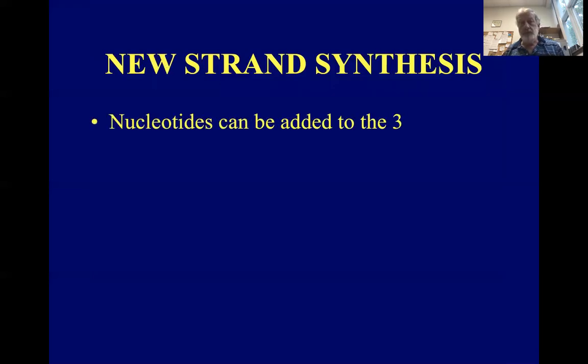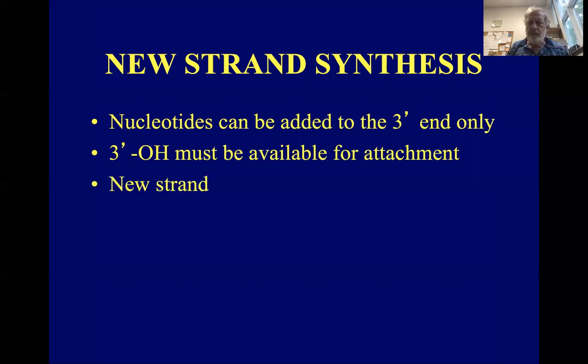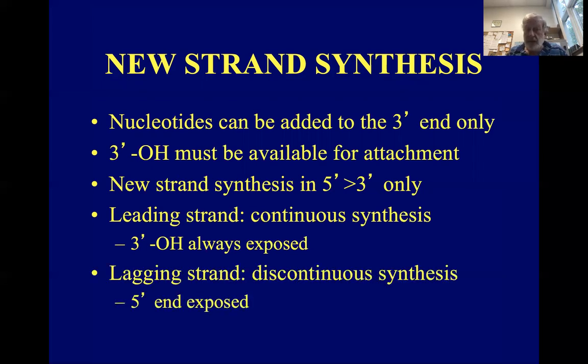So, the polymerases need that 3' OH to attach a new nucleotide to. And so new strand synthesis can occur in the 5' to 3' direction only. And so what's called the leading strand is the new strand where the 3' OH is always exposed, and DNA polymerases can just continue adding nucleotides to that. But the lagging strand is synthesized discontinuously, so it's made in such a way that the 5' end is exposed, and therefore the new strand has to be synthesized backwards relative to the way the molecule is unwinding. And we'll talk about that shortly here.